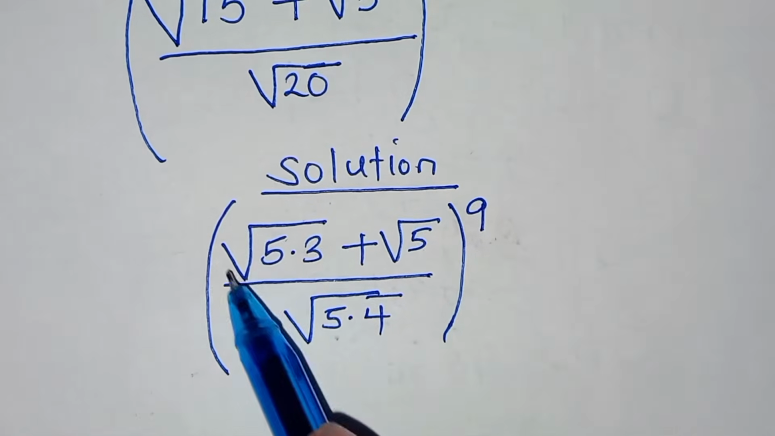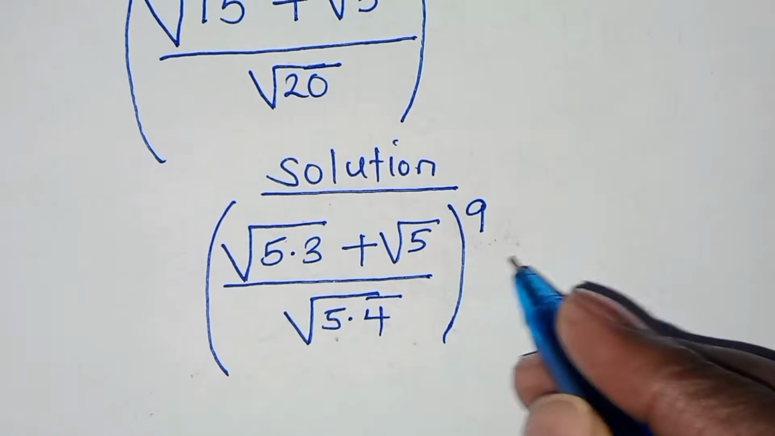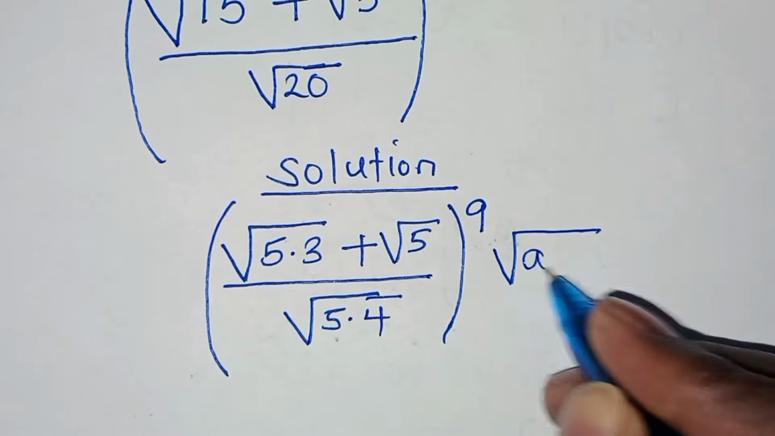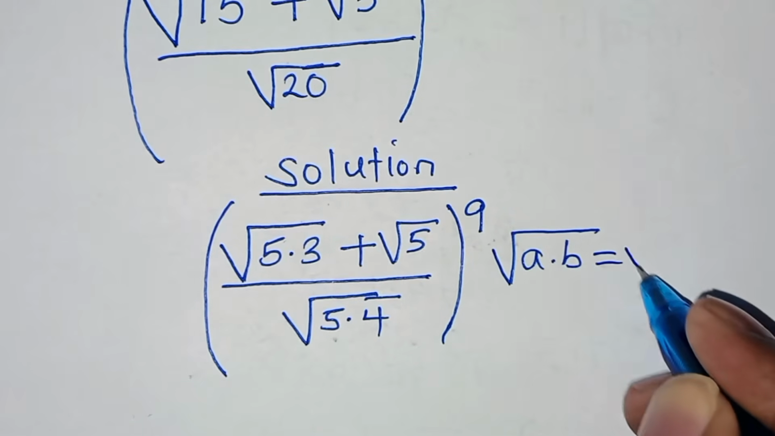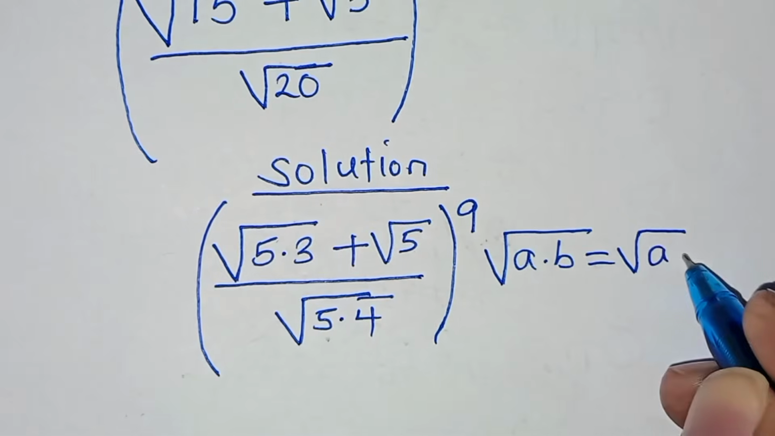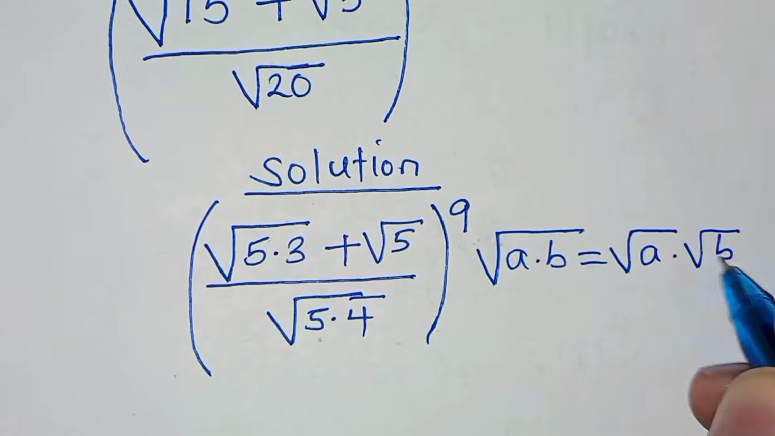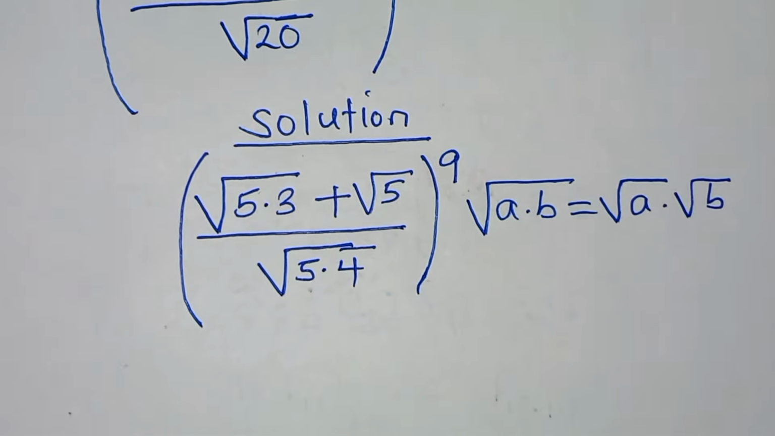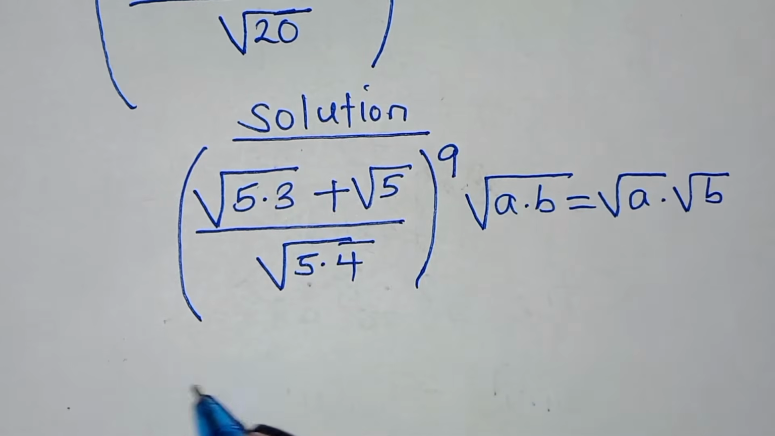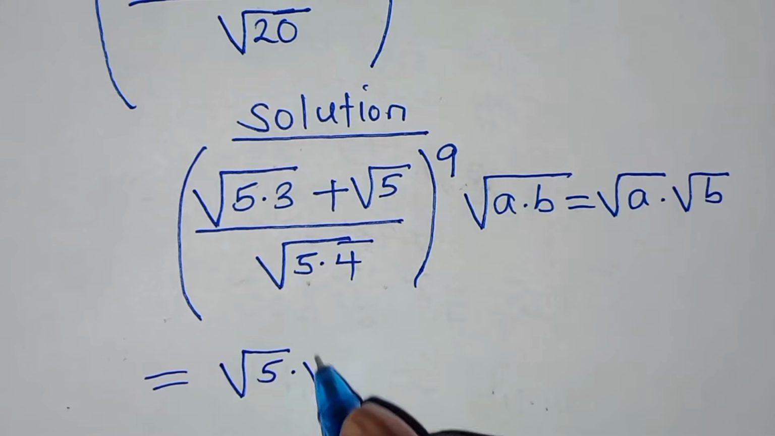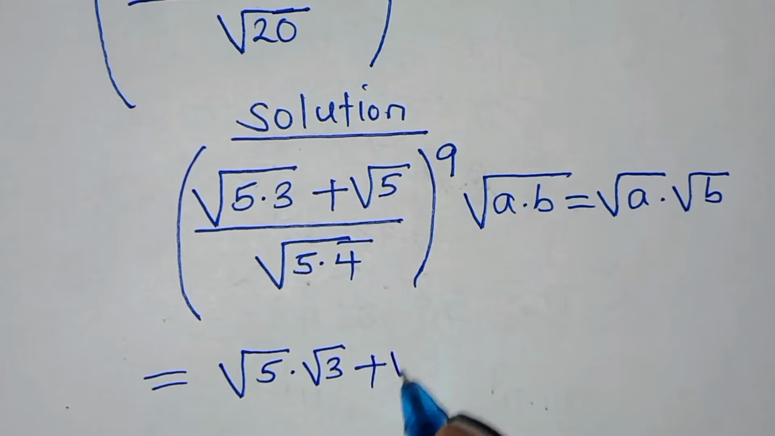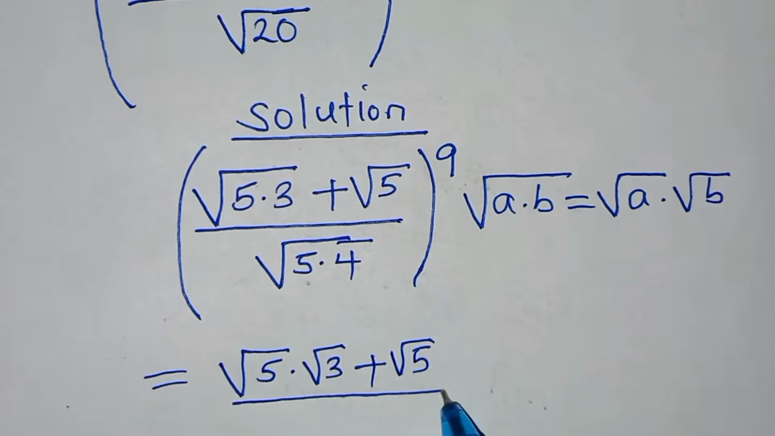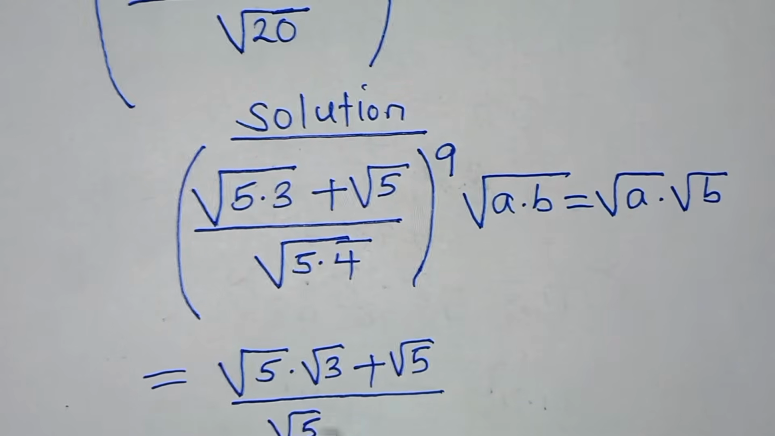Now, the second step here, we have that the square root of 5 times 3, this is in the form of square root of a times b, which we can express as square root of a times square root of b. So applying this property, then here we have square root of 5 multiplied by square root of 3 plus square root of 5 divided by square root of 5 multiplied by square root of 4, all this raised to power 9.